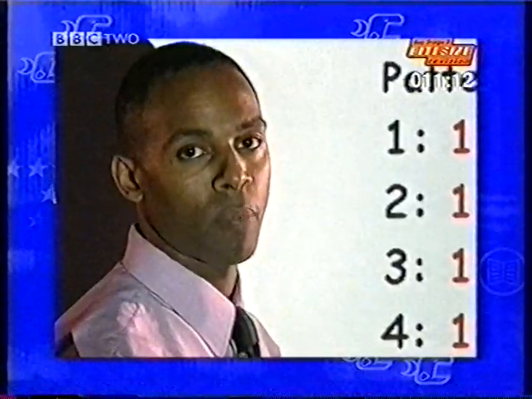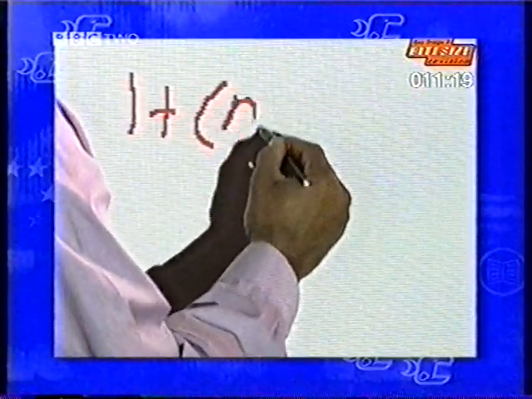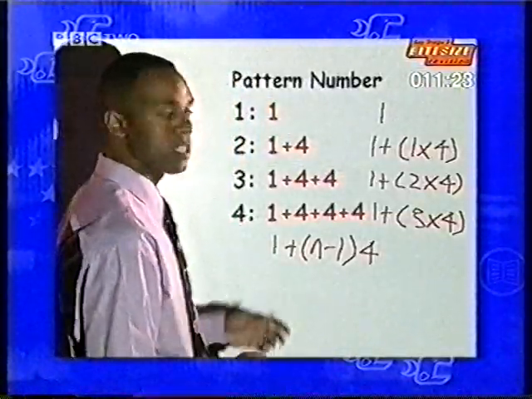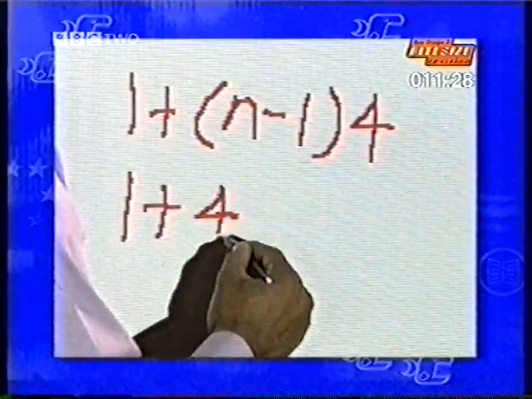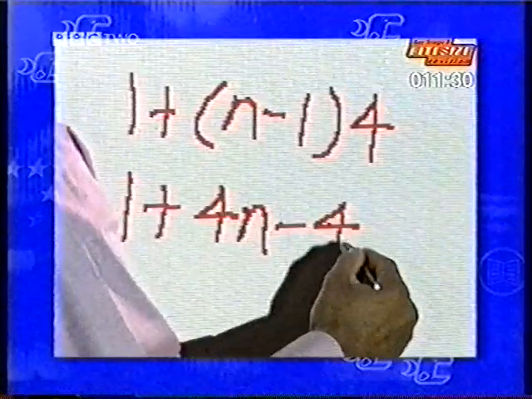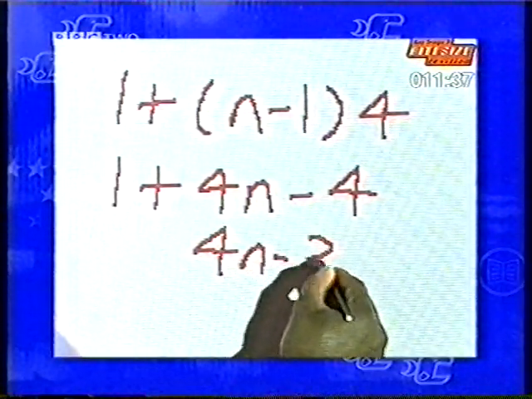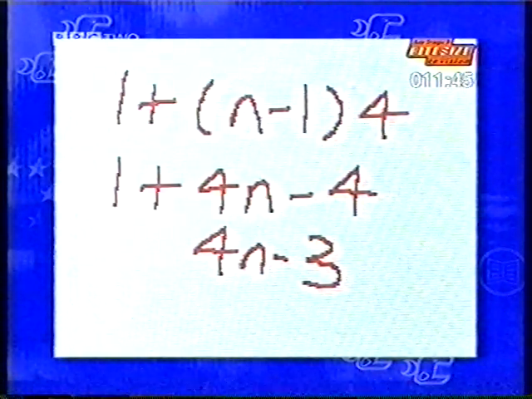So let's see if we can come up with a general expression. Our number pattern is 1 plus n minus 1, and we multiply that by 4. So, let's simplify this. 1 plus 4 times n minus 4. Again, that can be simplified by adding the 1 to the minus 4 to be 4n minus 3. So there is our expression, 4n minus 3, the general rule for the pattern of the skaters.